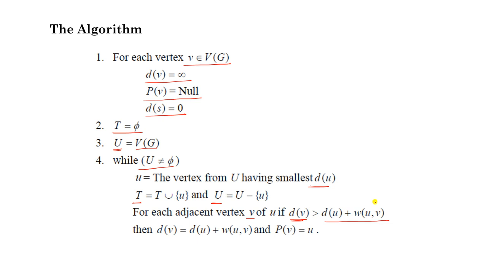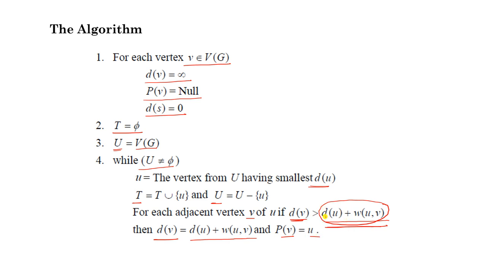So it means du plus wuv will give you the distance of v through u. This is the existing distance, and this is the distance through u. So if this distance du plus wuv is less than dv, it means now the shortest distance of v will be this one, du plus wuv. So if this inequality is satisfied, then you will update dv. So dv equal to du plus wuv, because now this is the shortest distance of v, and this shortest distance is through u, and the parent vertex of v will be u.